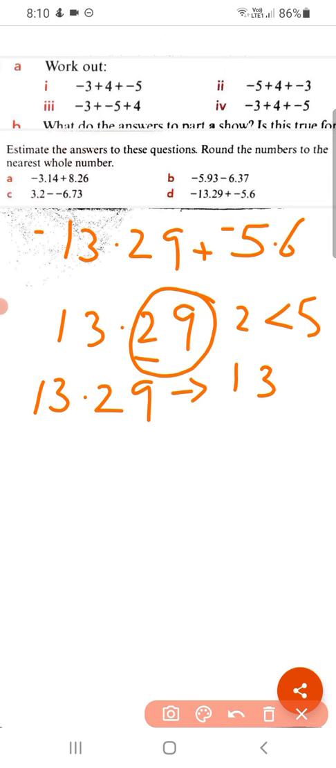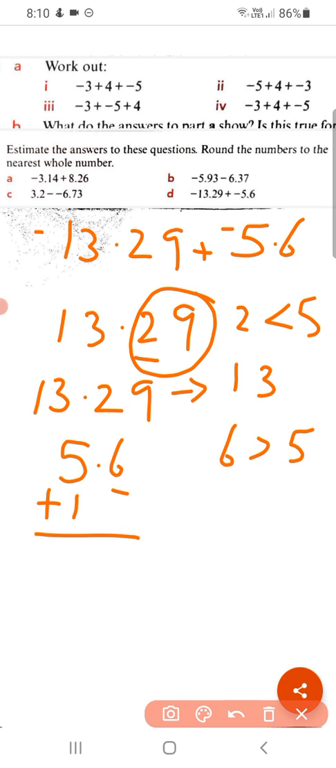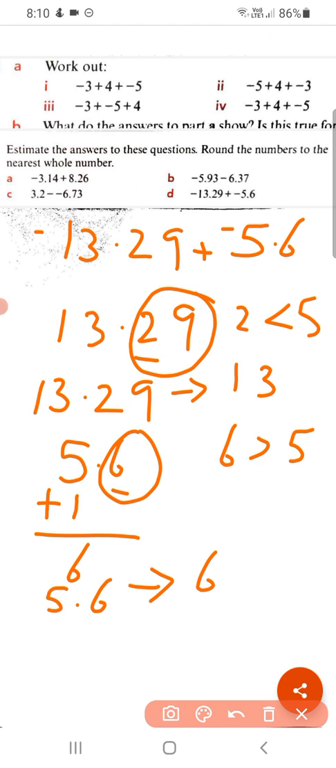Now next number, which is the next number, children? 5.6. Check the 10th place. 6. 6 is more than 5. So do one more step, that is 5 plus 1. Add 1 to the digit in the ones place. So 5 plus 1 becomes 6. So 5.6 becomes 6. Remove this decimal part. Okay. Now negative 13.29 is negative 13 plus negative 6. Okay.